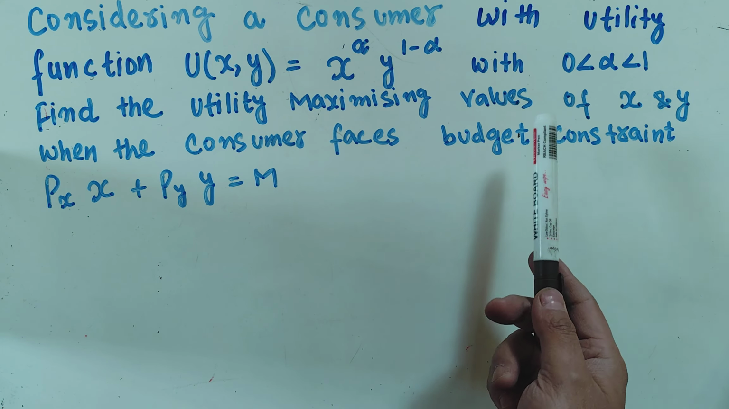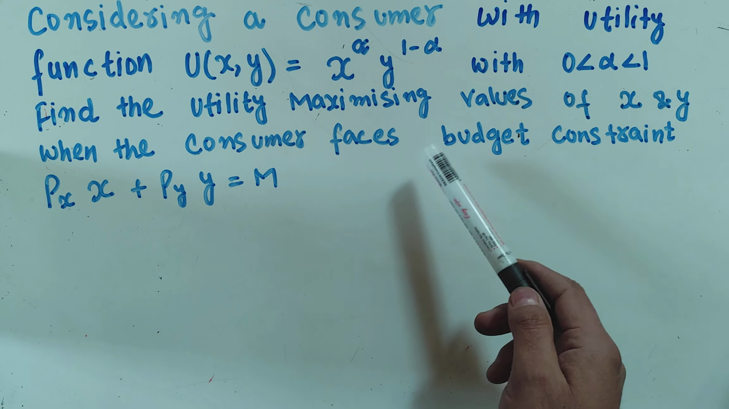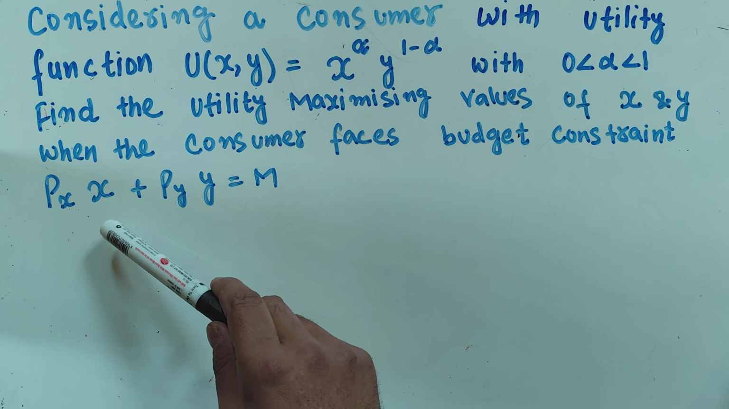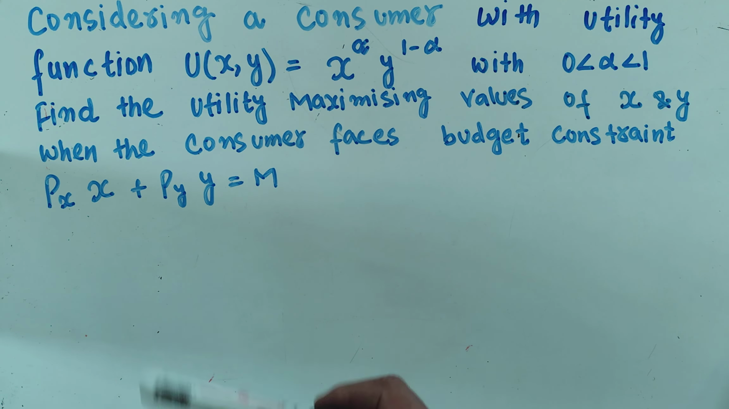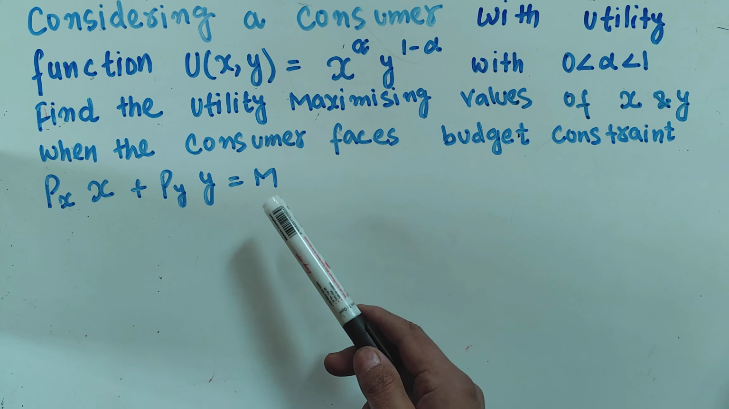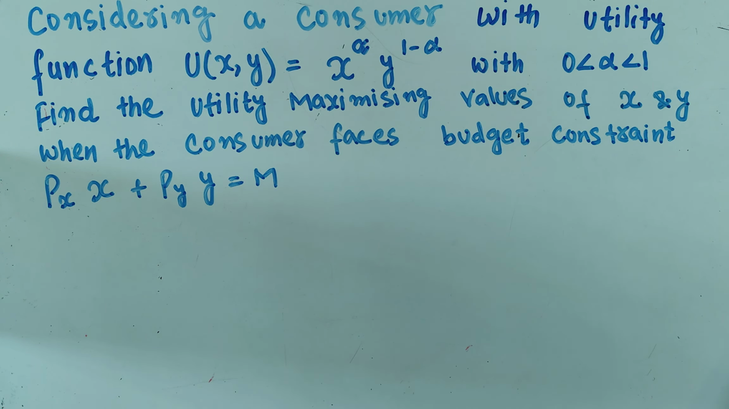Find the utility maximizing values of x and y when the consumer faces a budget constraint, that is, price of x times units of good x plus price of good y times units of good y, and it should be equal to m, which denotes the income of the consumer.